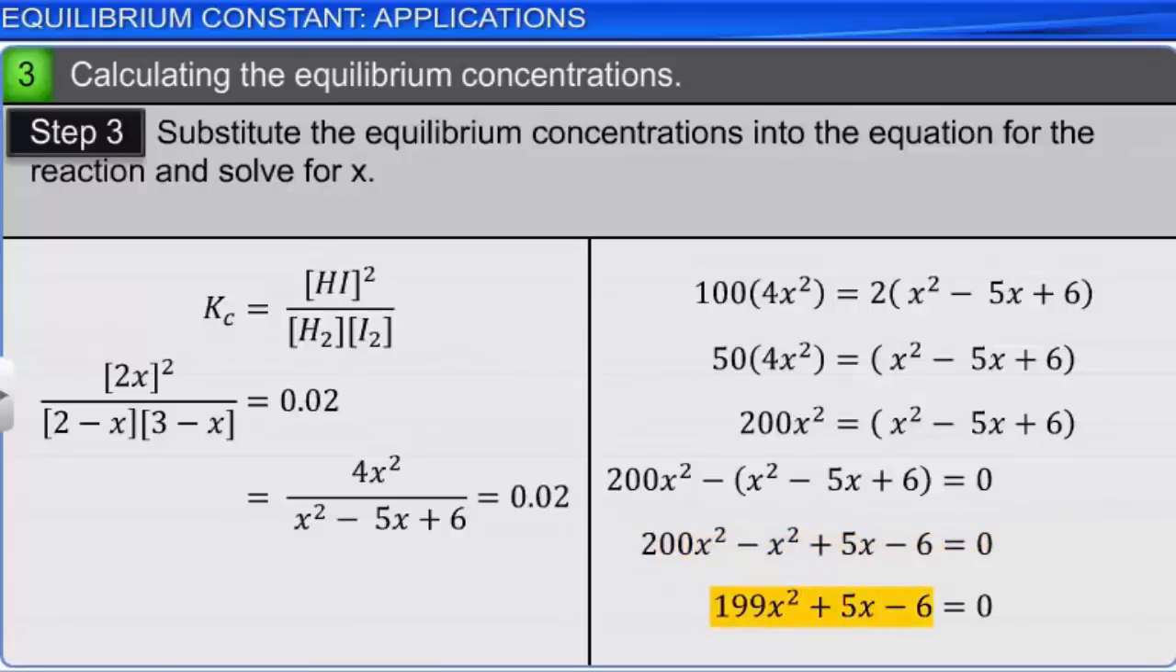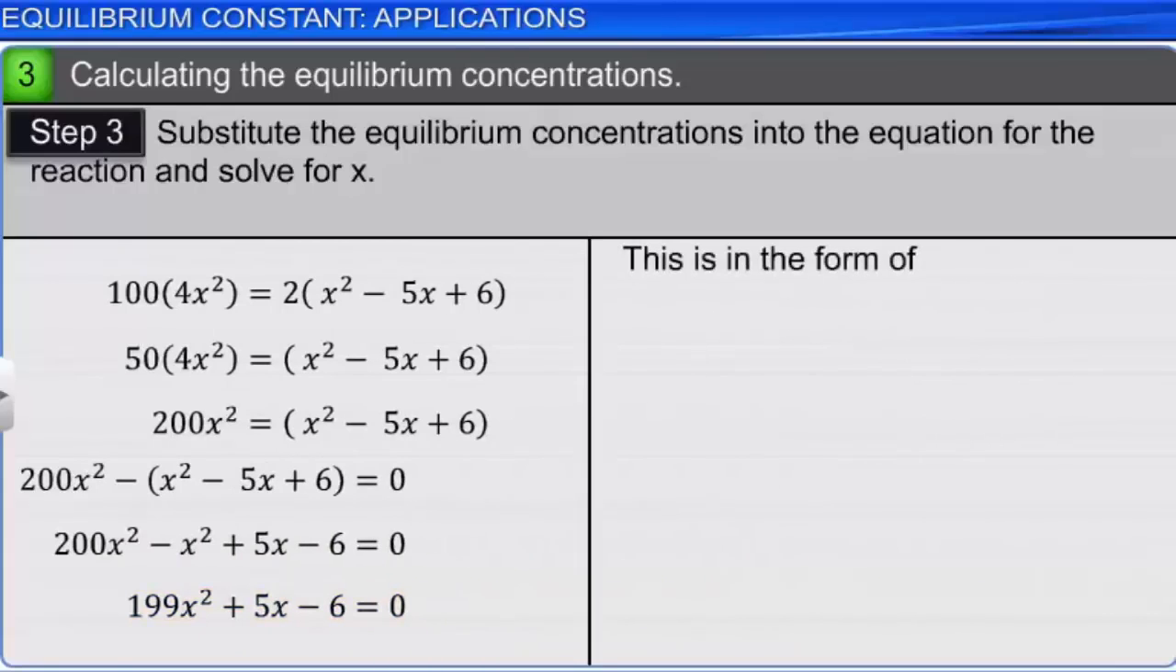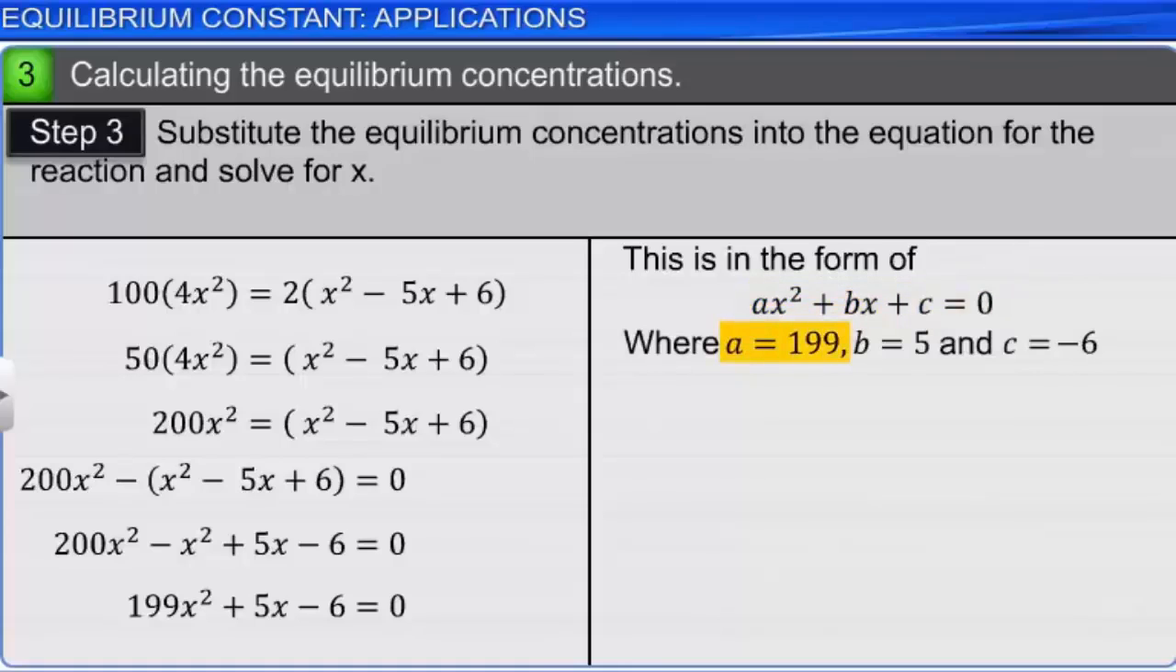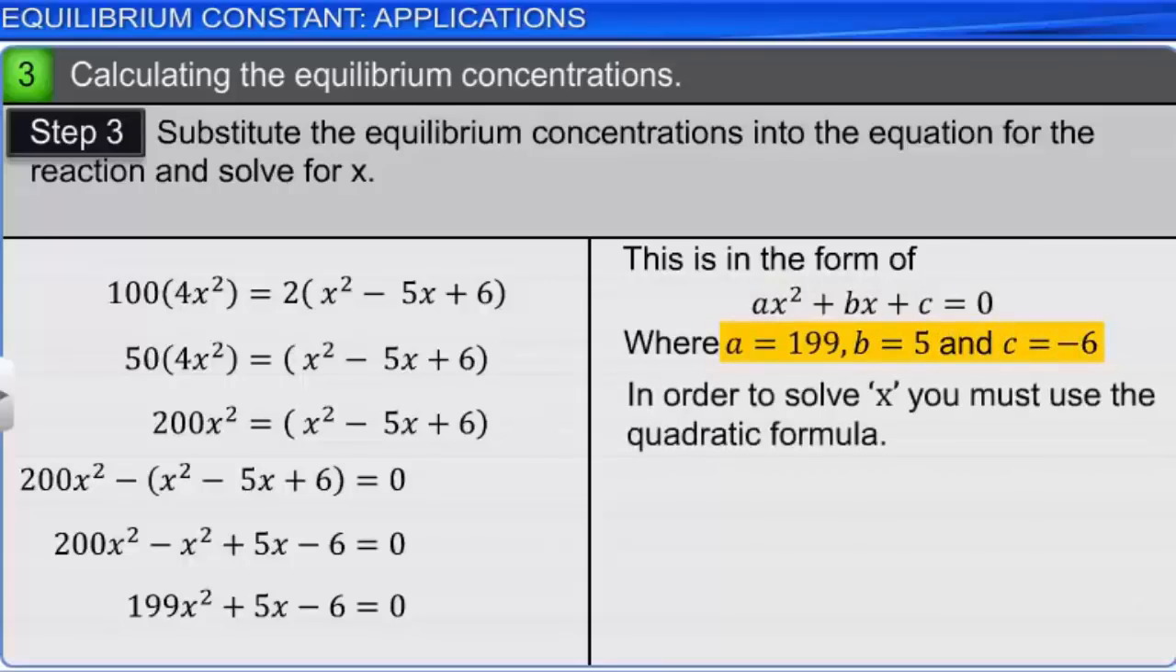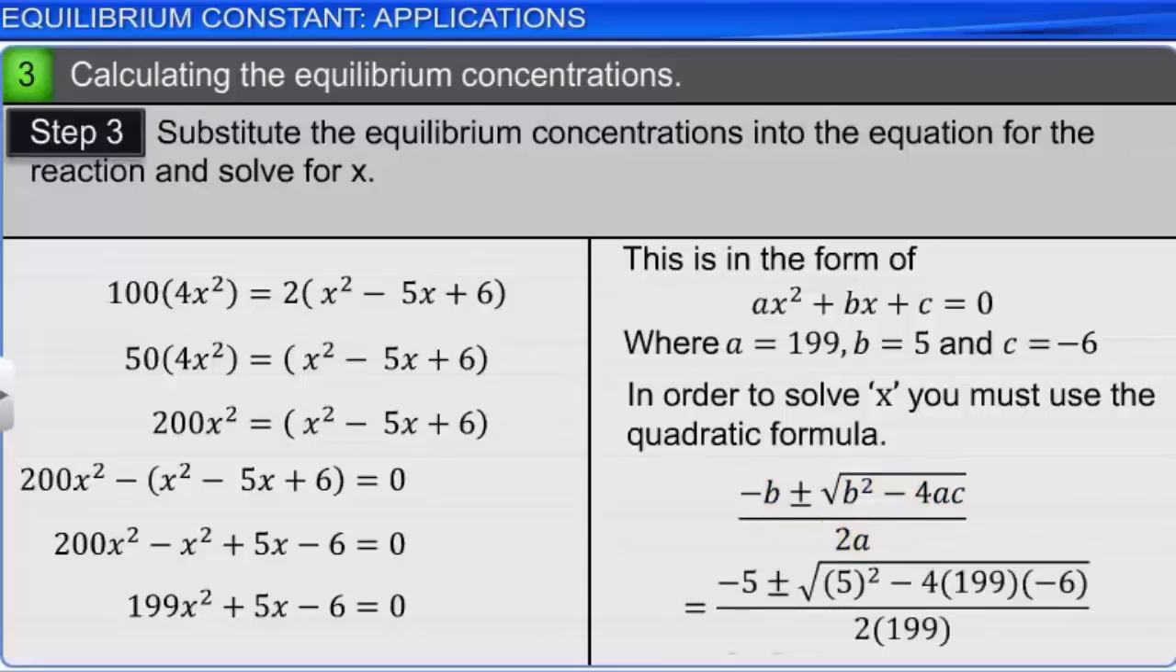This is in the form of a quadratic equation, ax² + bx + c is equal to 0. In this equation, a is equal to 199, b is equal to 5, and c is equal to −6. In order to solve for x, you must use the formula x is equal to −b ± √(b² − 4ac) divided by 2a. On substituting the values of a, b and c, we get −5 ± √(5² − 4 × 199 × −6) divided by 2 × 199.